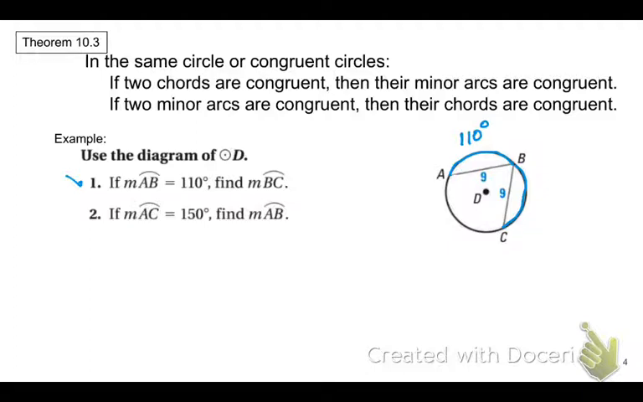If we look at the picture, we're given that these two chords are congruent. We're looking at just one circle. If two chords are congruent, then their minor arcs are congruent. So the minor arc AB is 110, so the measure of the arc that uses the chord BC also has to be 110. So the measure of arc BC is equal to 110. Okay, let's do the second one.